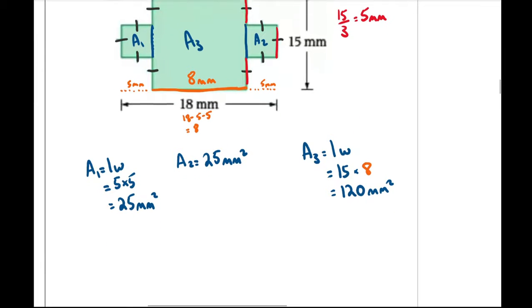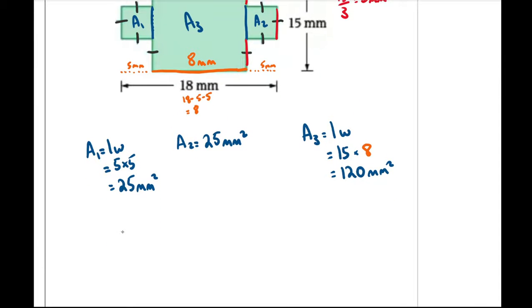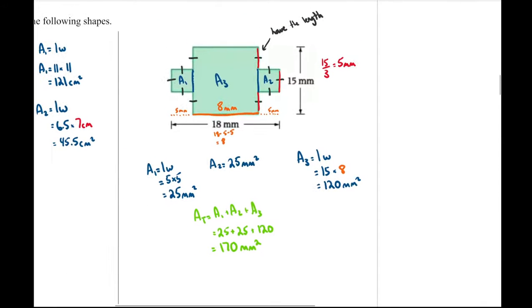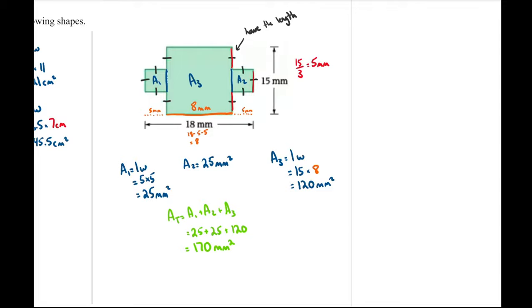Now that I have all 3 measurements, I can go through and find the total area. So it's the area of the first one plus the area of the second shape plus the area of the third shape. So we get 25 plus 25 plus 120 equals 170 millimeters squared.